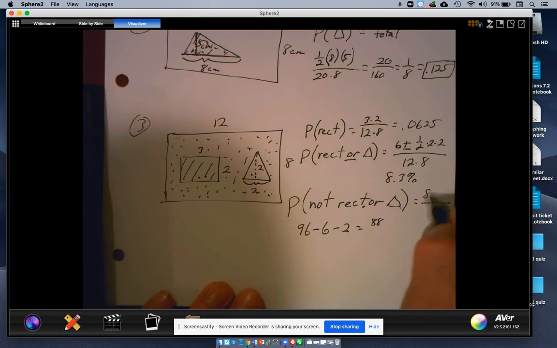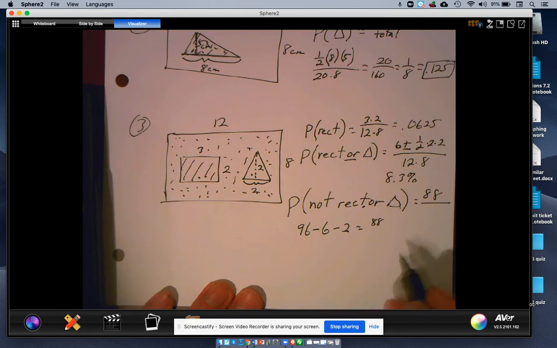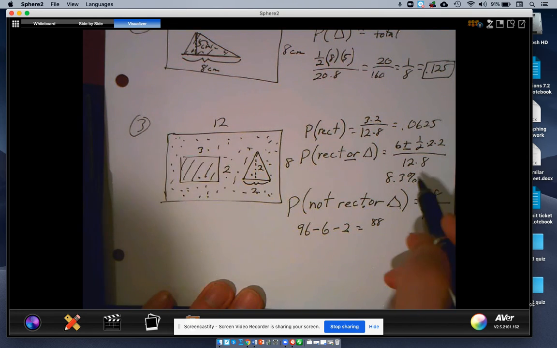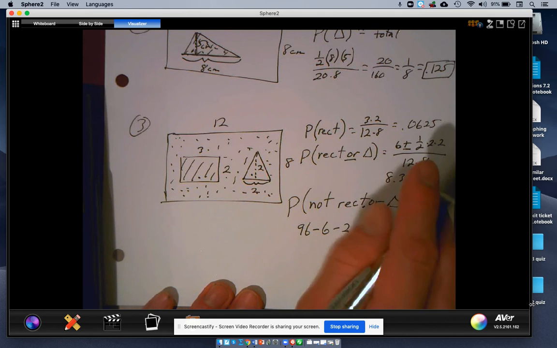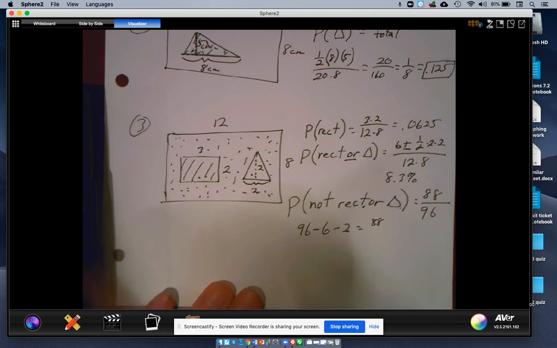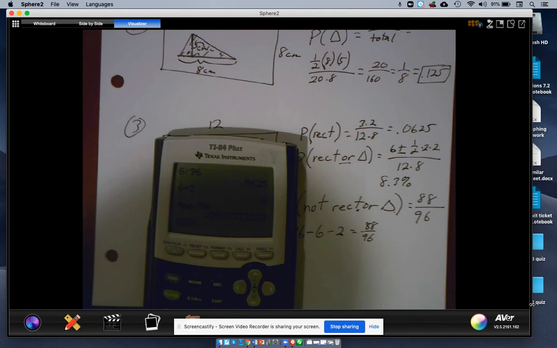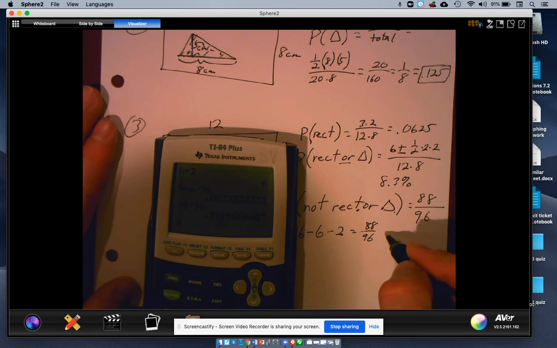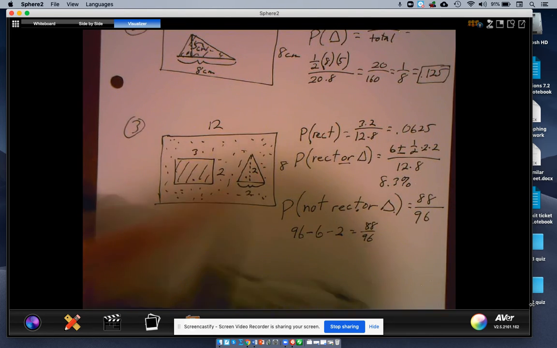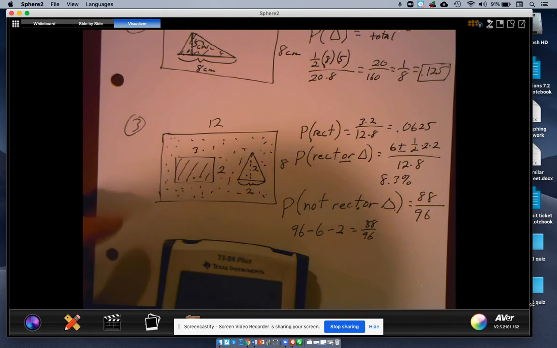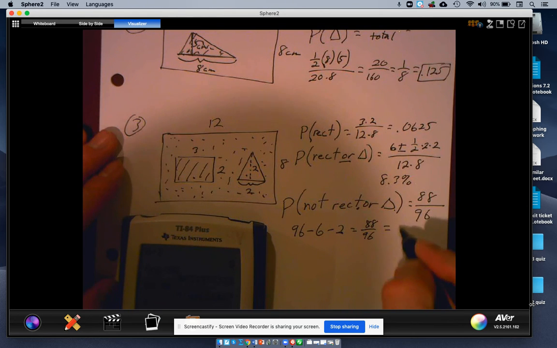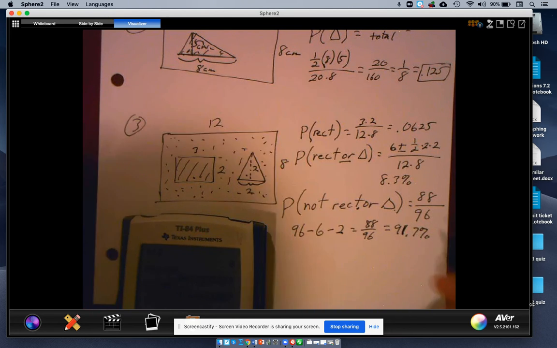That's going to go up on the top, and then I'm going to divide it by the total area. That never changes. As you've seen, every denominator is always 96. So 88 divided by 96 is quite a bit. There's a pretty good chance that when you throw the ball at the board it's going to hit outside the little rectangle and little triangle. That's a 91.7% chance.